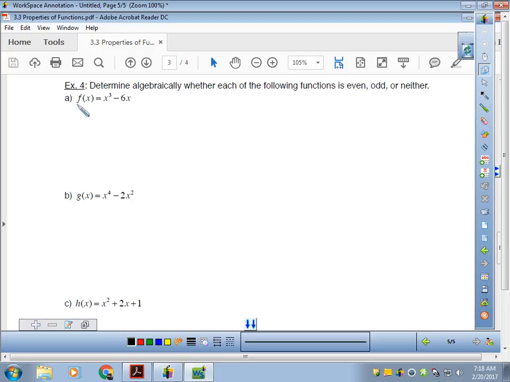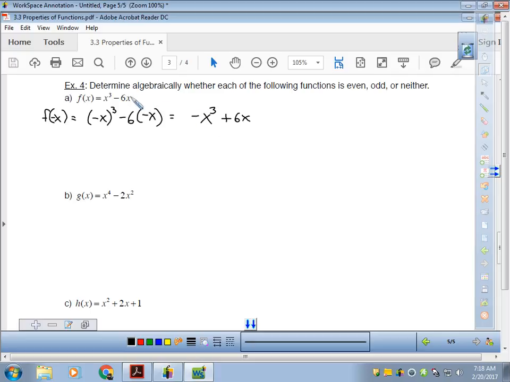So for example 4a, we have f of x equals x to the third minus 6x. So the first thing I'm going to do is I'm going to find f of negative x. So that means I have negative x getting cubed minus 6 times negative x. When I cube a negative number, negative x times negative x times negative x, I'm going to get a negative x cubed. And when I take negative 6 and I multiply it by negative x, I get positive 6x. Now take that and compare it to the original. Are these two the same?